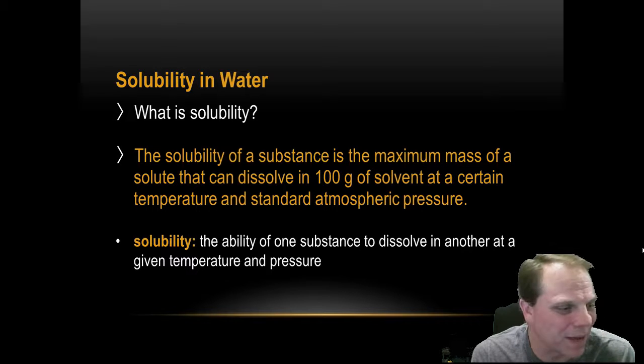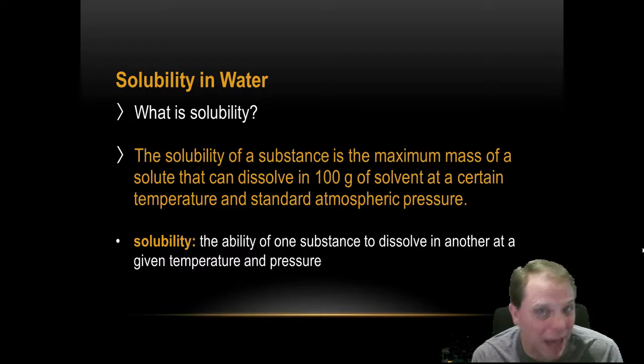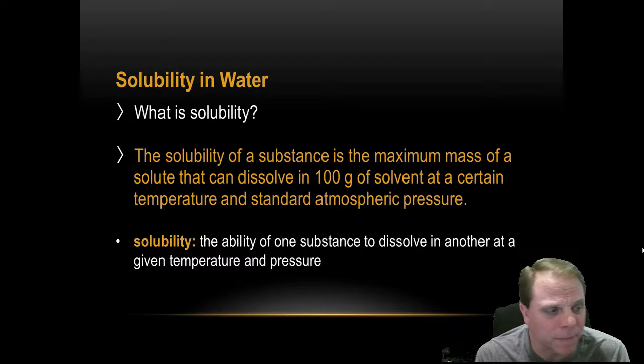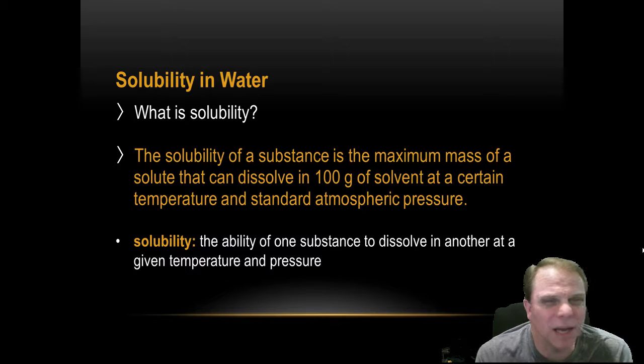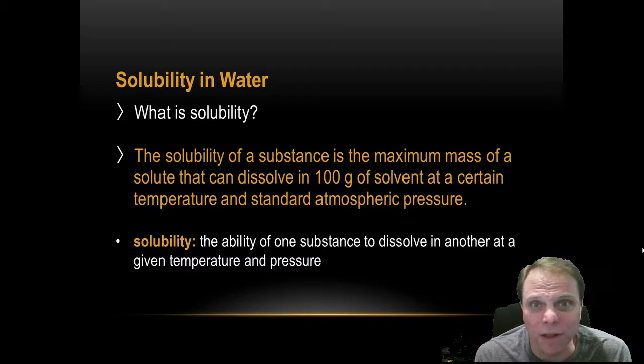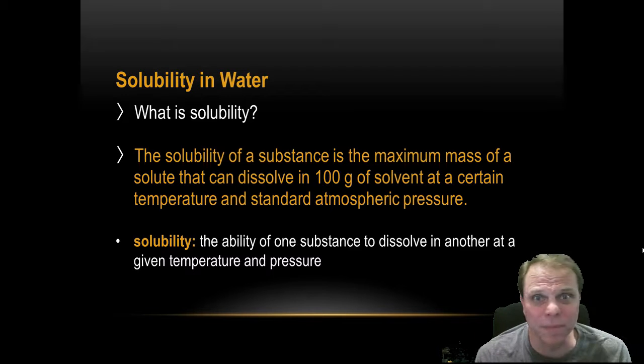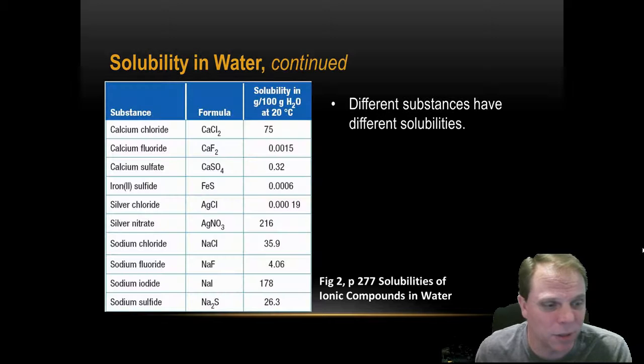So you've got a value for solubility. Solubility is also defined as the ability of one substance to dissolve in another at a given temperature and pressure. You'll notice that we have two different things here. One in yellow is specifically calculated based upon 100 grams of solvent. The other, the definition in white, is just talking about its ability to be dissolved in another substance. So one is a calculated value, the other is a general definition. Both of them are used, and you just want to make sure you know which one to talk about.